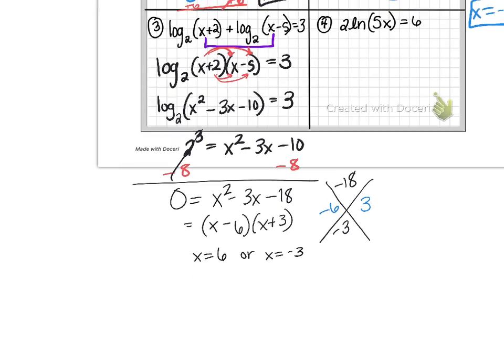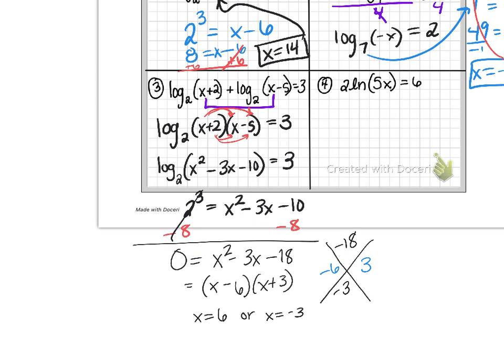So after we've done this, we go back up, look at our arguments. Can we just take the 50-50 chance? You could do that if you want. 6 is going to be fine. But if we plug in negative 3 to either of these, it's going to give us a negative argument. So we have to reject negative 3.